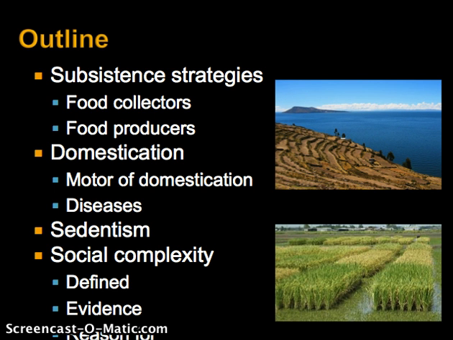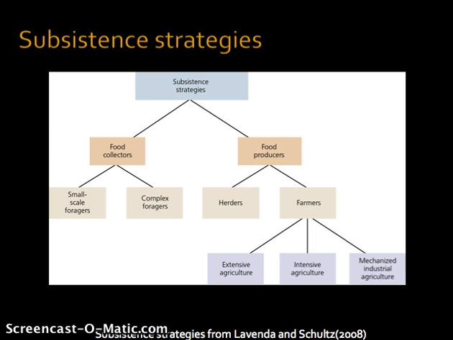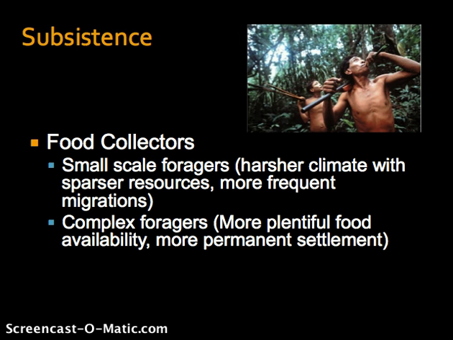From there, I'll go into a discussion of social complexity, define it, evidence for social complexity, and then the reasons for social complexity. In terms of subsistence strategies, there are two main divisions, food collectors and food producers. Under the food collectors, you have small-scale and complex foragers depending on the environmental resources which are present. In terms of food producers, you have both herders as well as farmers, and farmers engage in a number of different activities from extensive all the way to mechanized industrial agriculture.